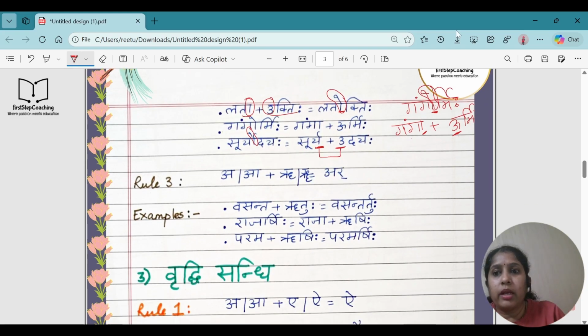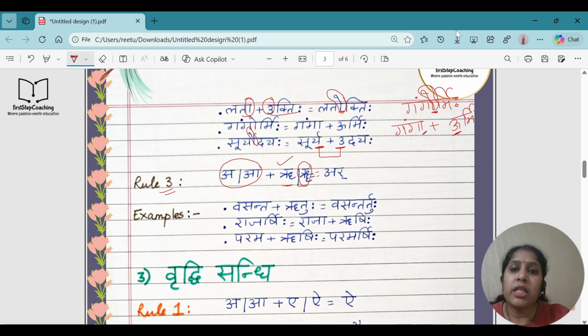Now there is one more rule in Gun Sandhi, the third rule, which says that, in all the rules of Gun Sandhi, the first word is ending with either A or Aa. In the first rule, the second word was starting with E or Bada E. In the second rule, the second word was starting with U or Bada U. And in the third rule, the second word is starting with Ru, Chota Ru or Bada Ru. This is mostly obsolete, we use it very less. It is only used when A or Aa is joining with Ru, it becomes Ar.